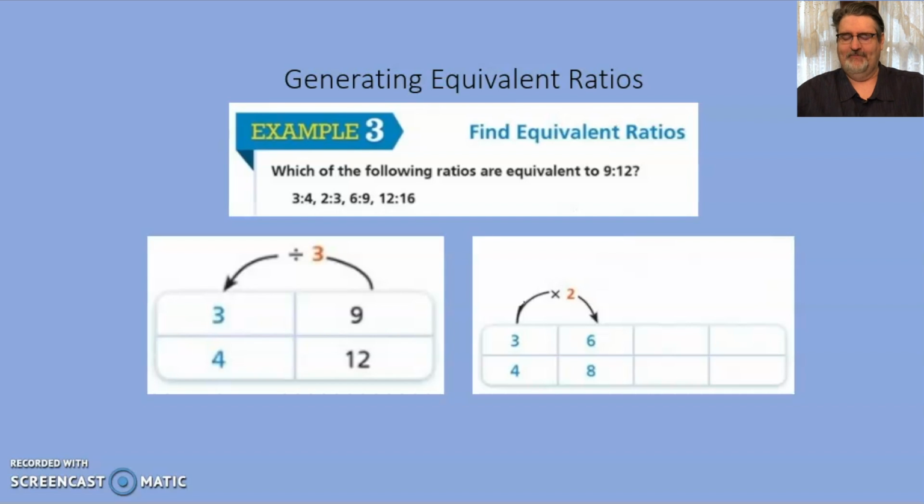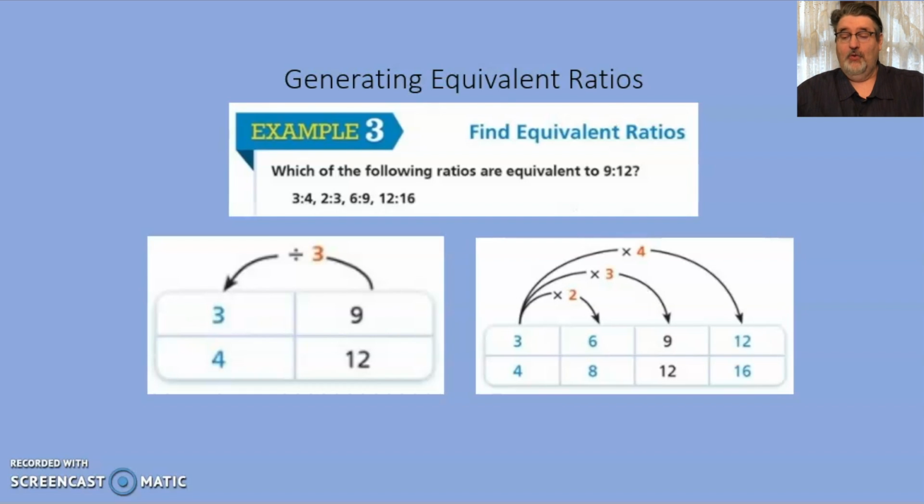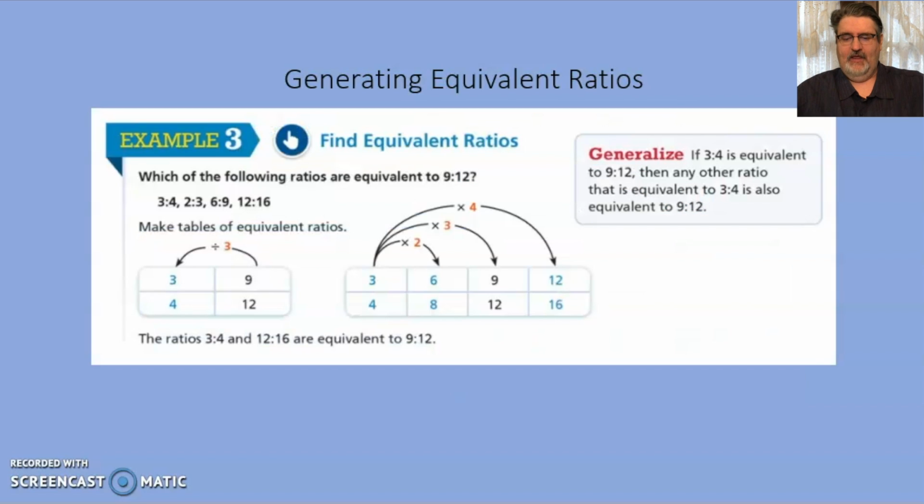Well, let's multiply times 3. 3 times 3 is 9, and 4 times 3 is 12. We can then multiply times 4. 3 times 4 is 12, and 4 times 4 is 16. So we can see by using this table that the ratios 3/4, or 3 to 4, and 12 to 16 are equivalent to 9 to 12.